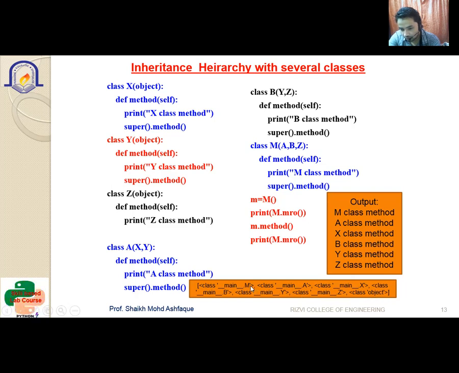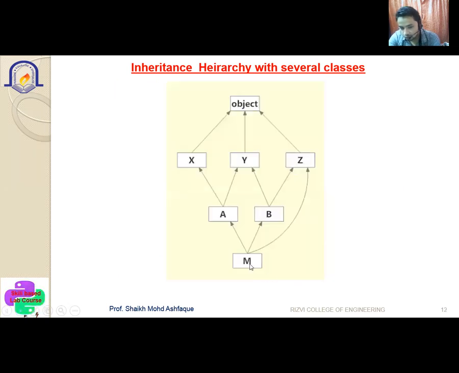So what is the output? M, A, X, B, Y, Z. You can see in this, first it goes to M, then A, then X, then B, then Y, then Z. In this way it is traversed from left to right. First it will finish all the left, then it goes to the right. It goes to the object, then it goes to the left of X, then X has no left, it will go to A, there is no left, it goes to the right. M has nothing on the left and right, so it is traversed now.